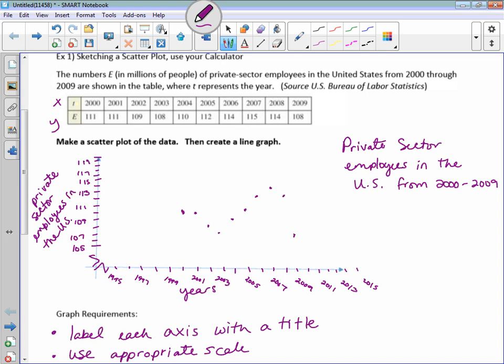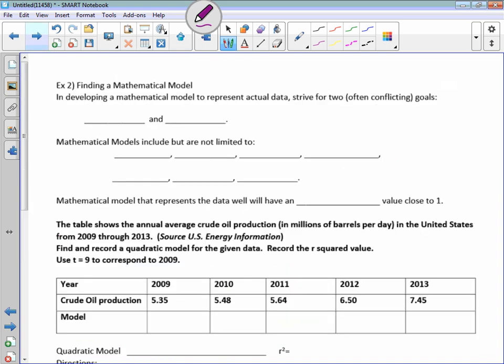There, so easy so far, right? We can make a scatter plot. Okay, so let's turn the page. So now we're going to try to make a model that goes with our scatter plot. When you're trying to make one from actual data, you want it to be accurate, but you also don't want it to be so complicated that it's not useful. So what we're looking for here, we want it to be accurate and simple.